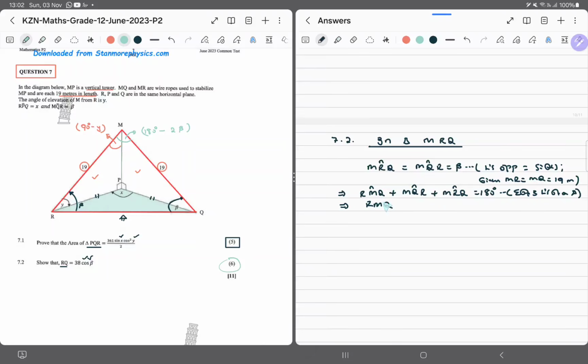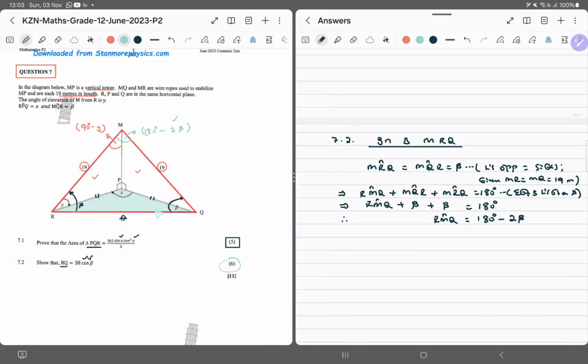So RMQ plus beta plus beta equals 180 degrees. So we can conclude this: RMQ is going to be 180 degrees minus 2 times angle beta. So that is important, although we know it quickly, but we have to justify our way through, because these marks are suggesting this is important to show. Now, what are we doing? We want to show that RQ is what we see.